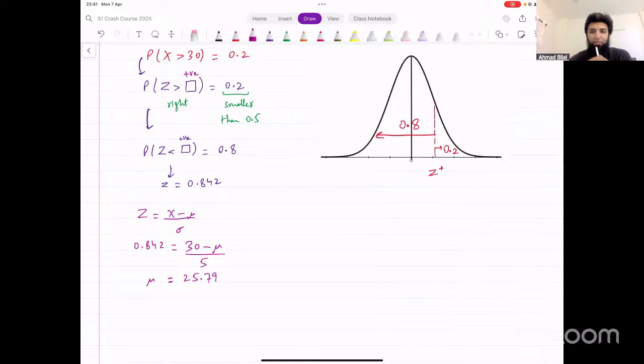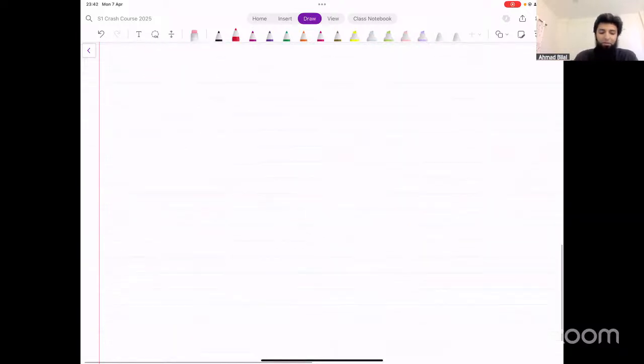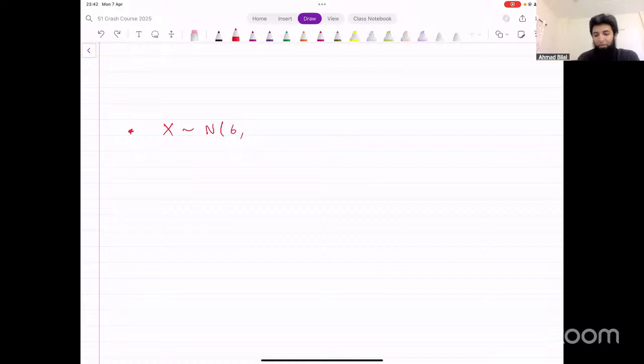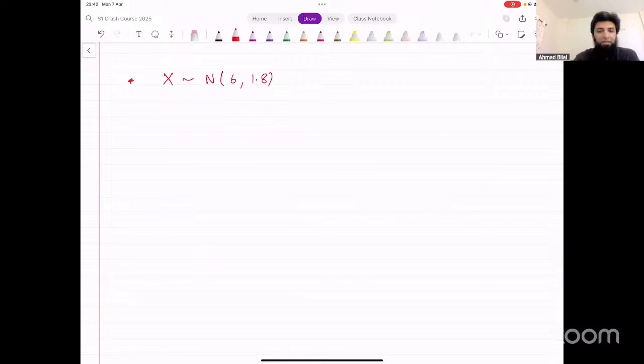Make sense? Now let's take another example. So this was when you had z greater than a positive value. What if we had something else now? So again, let's take another variable x. Let's say it's normally distributed and its mean is 6 and the standard deviation is, let's say, 1.8. Okay, that's what it looks like. Sorry, its variance is 1.8, not standard deviation.